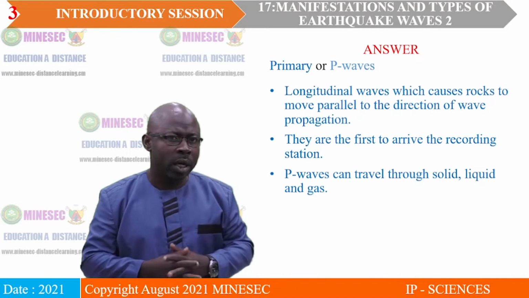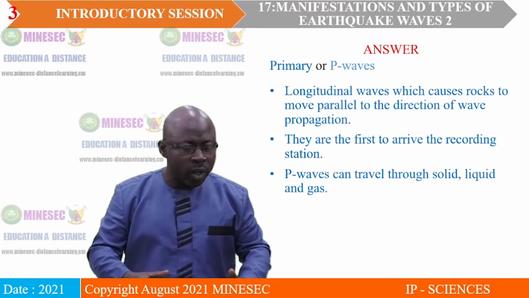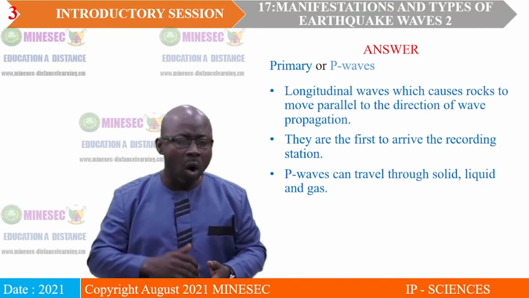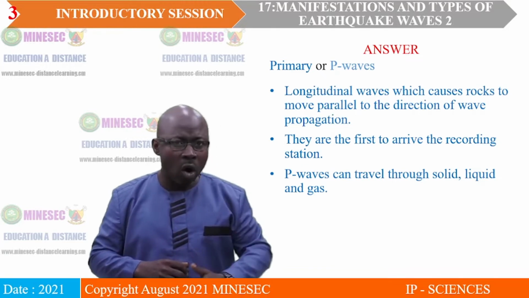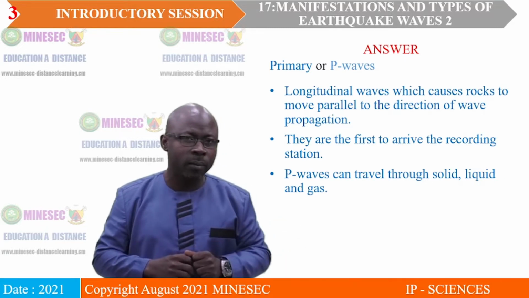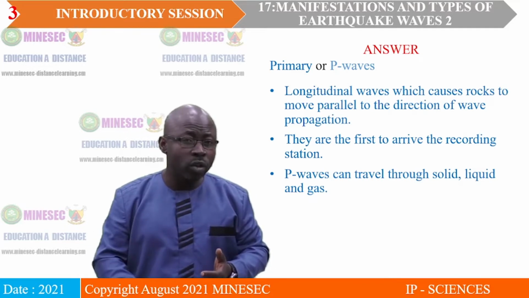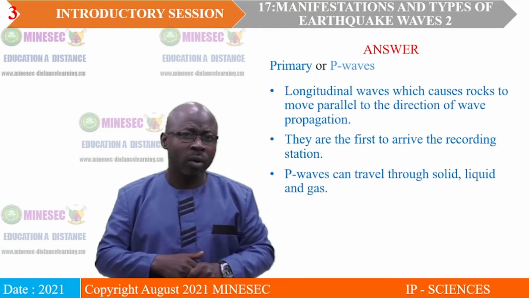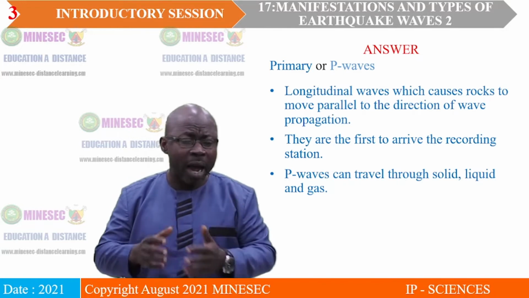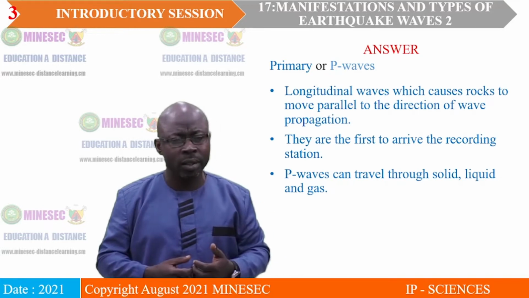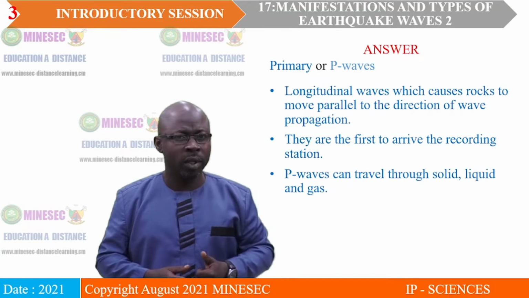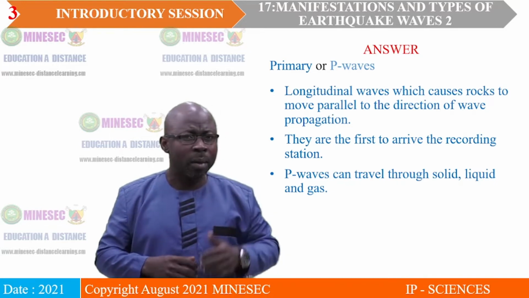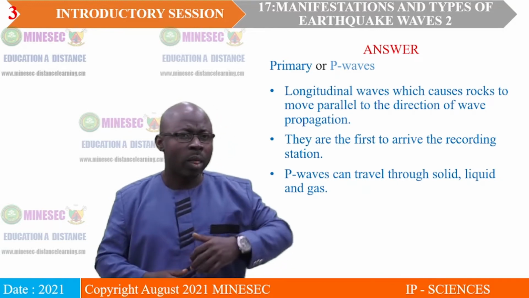In our last lesson, we said there are three principal types of seismic waves. These include the primary or P waves, the secondary or S waves, and the Love or L waves. We equally noted that these three types of waves have been placed into two major categories. Category one, we have the body waves. Category two, surface waves. Under category one, which we call the body waves, we said they are exemplified by the primary or P waves and the secondary or S waves.